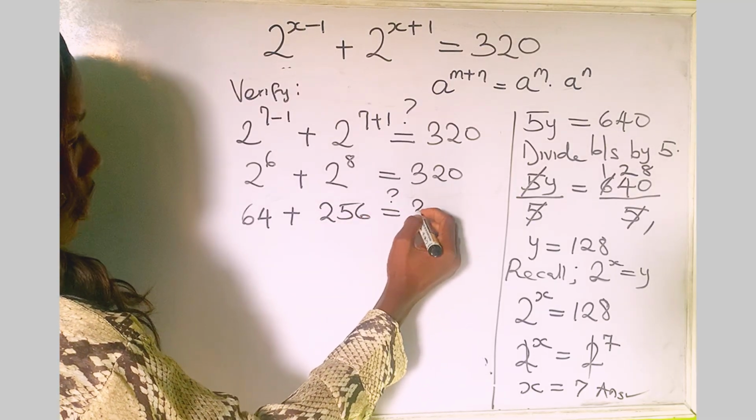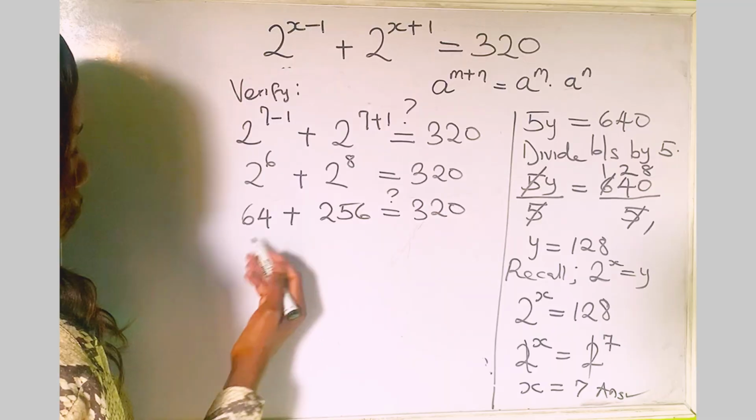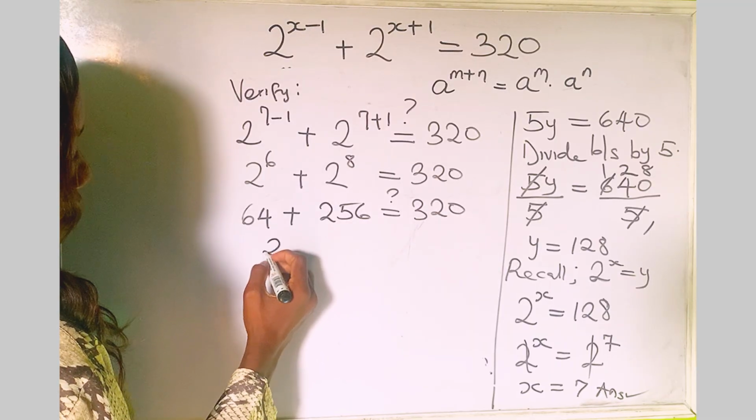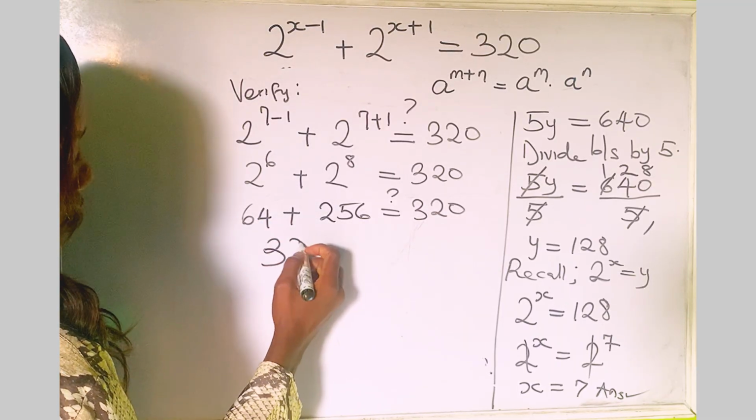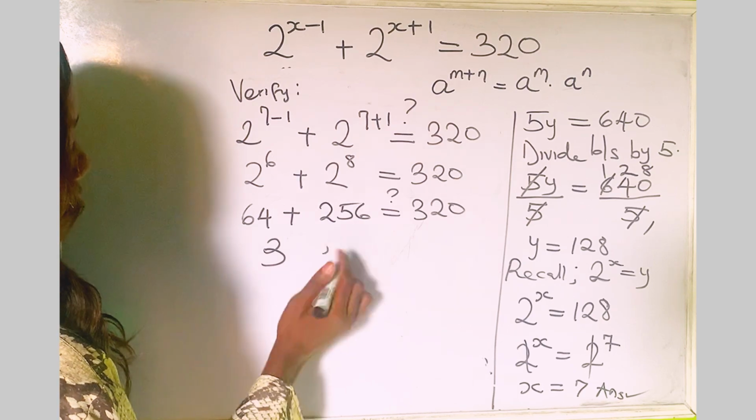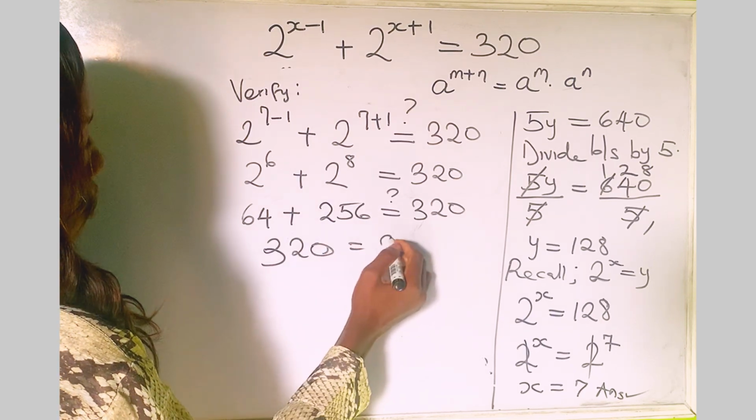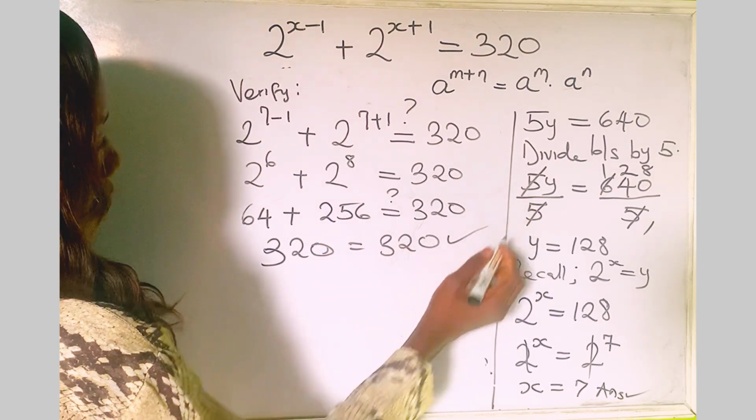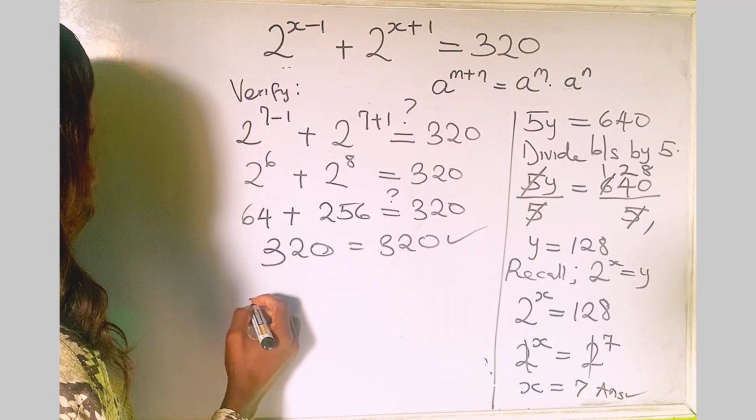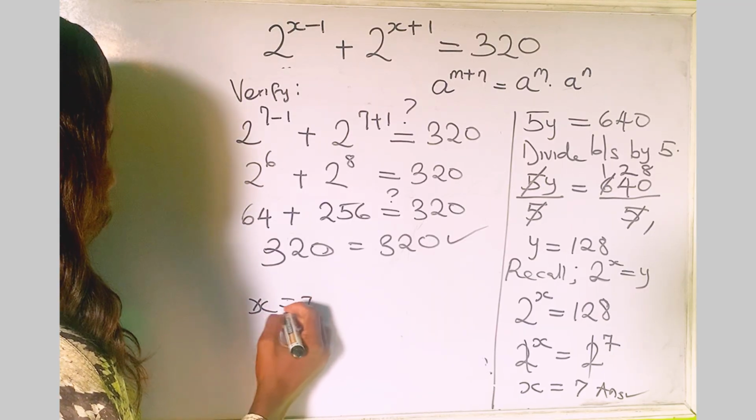Is it equal to 320? If you do a quick sum, you see that this plus this is going to give you 320. That is equal to 320. That means our answer for x, 7, is correct.